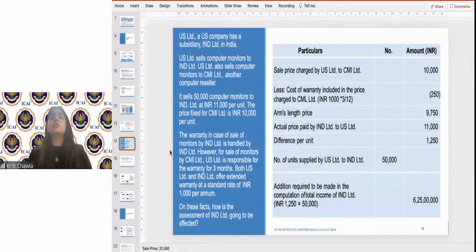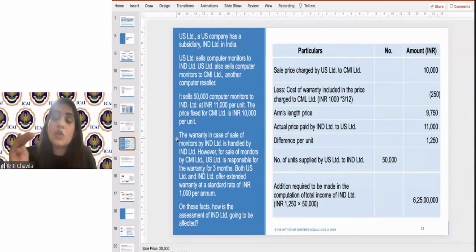On these facts, how is the assessment of Ind Limited going to be affected? Now, look at the question. It's not just asking you the ALP. It is also asking what will be the adjustment, what will be the assessment. That basically means that you don't just have to calculate the ALP. You'll also have to see that if tax authorities were to make an adjustment, because this is not at ALP, what is the adjustment that they will actually be making? So let's see what adjustment.